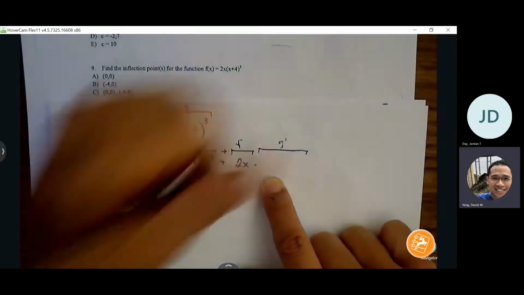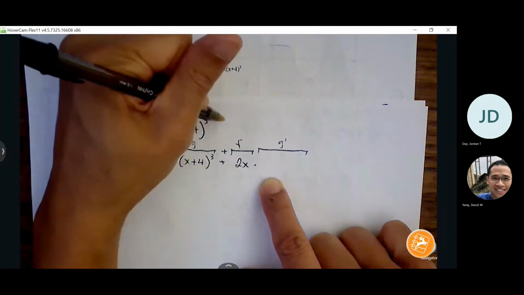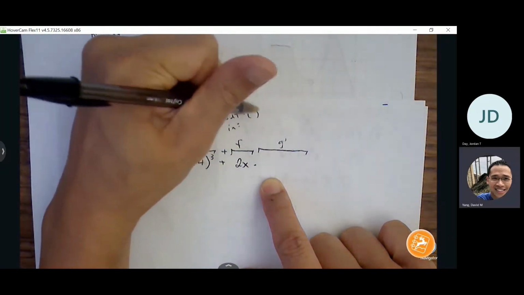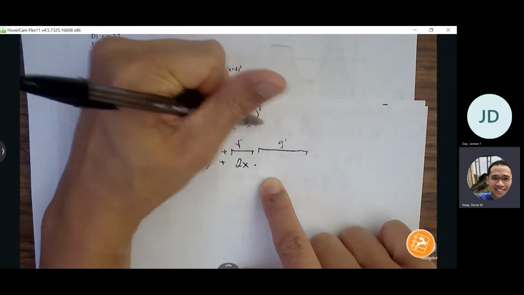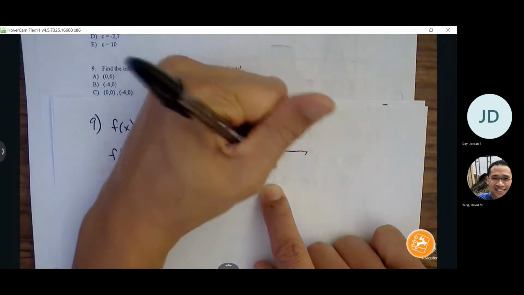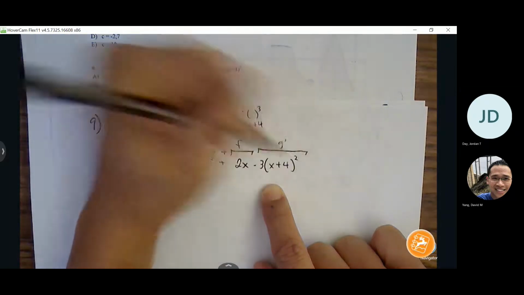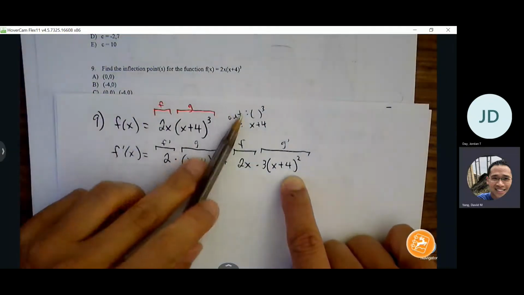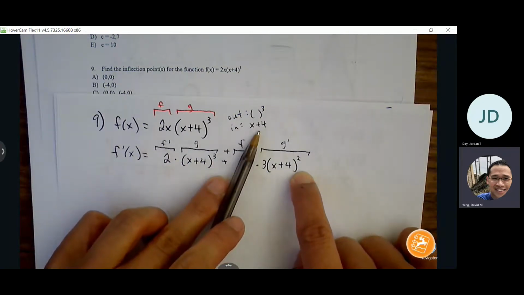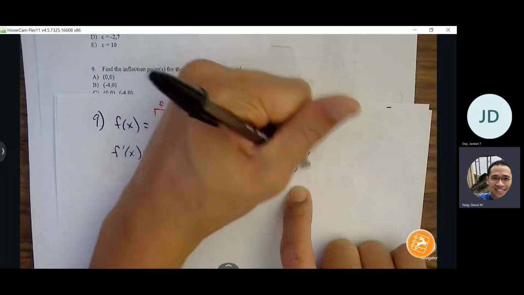G prime. Outside's derivative times inside's derivative. We got parentheses cubed followed by x plus 4's derivative. Parentheses cubed becomes 3 parentheses squared with the inside intact. Then we multiply by the inside's derivative. This is times 1.